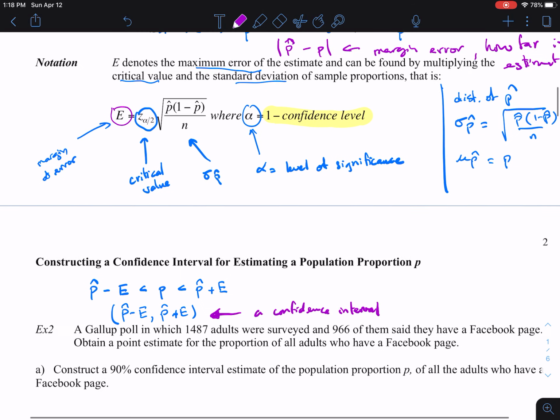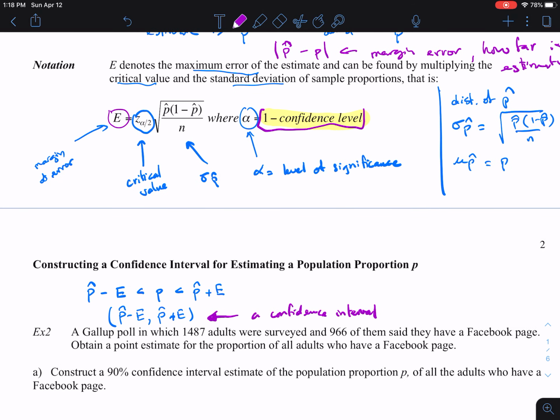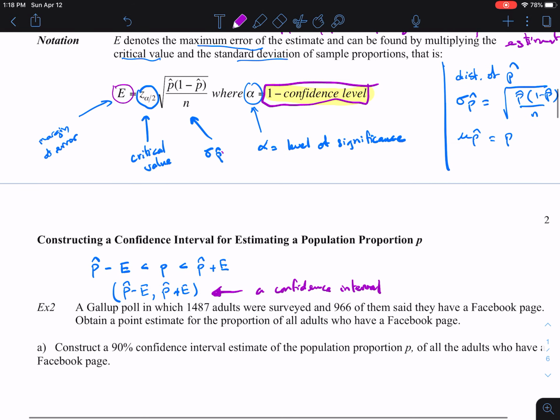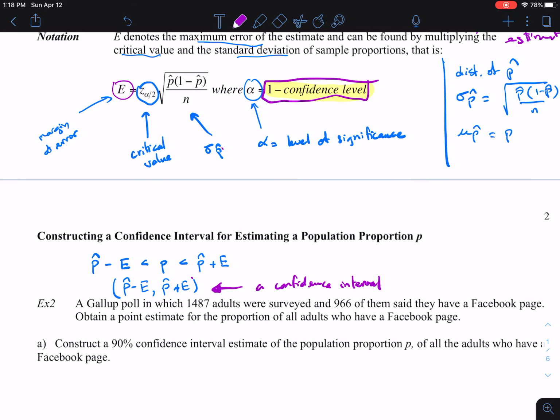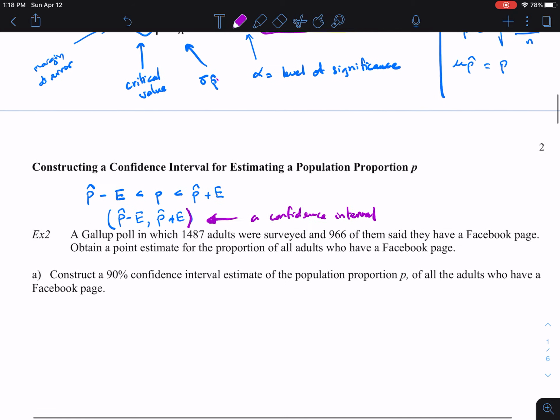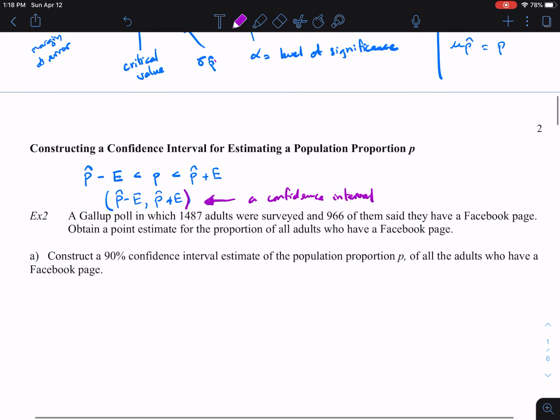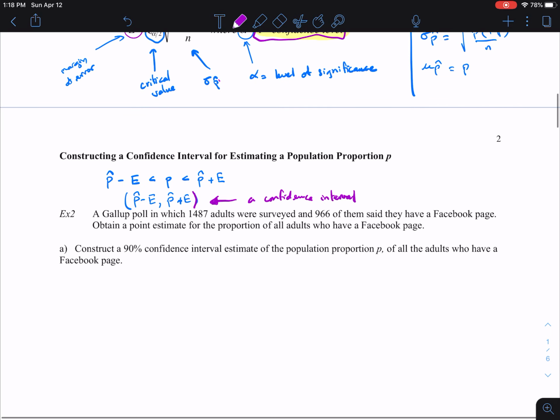We start with the confidence level. We get the alpha after that, and from alpha we can get the critical value, and then it times the standard deviation of the sample proportions, which gives us the margin of error, the maximum likely difference of error. From there we just add and subtract from the sample proportion to get the interval itself. Then we can interpret what that interval is saying. So let's jump into an example here.